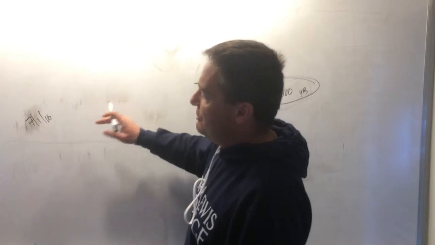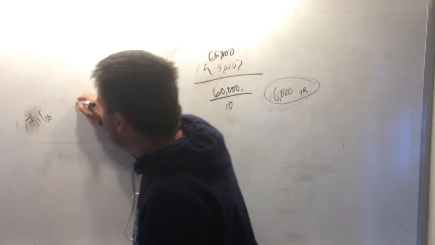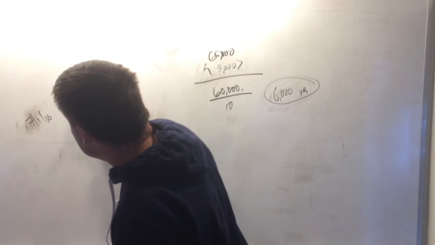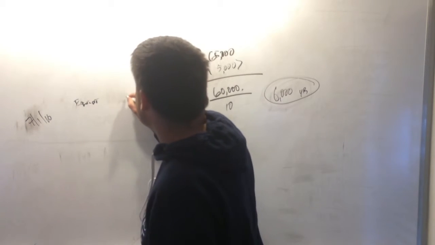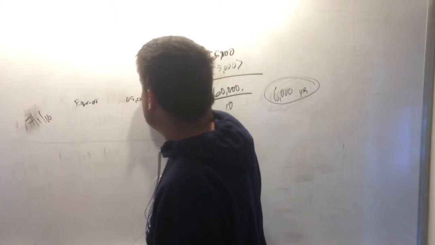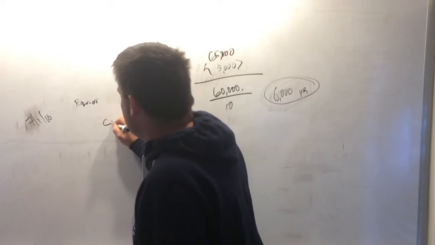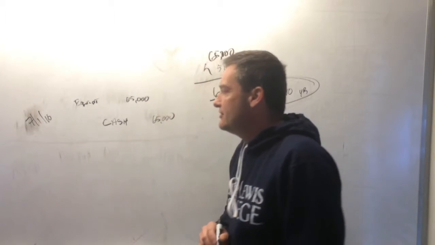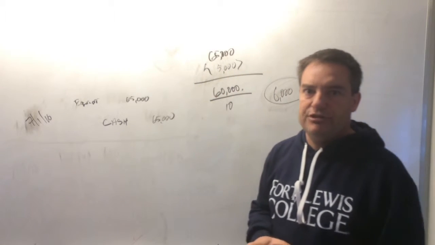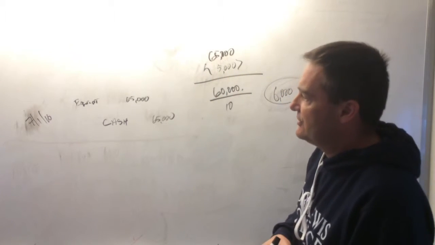The journal entry when you bought the piece of equipment would be a debit to equipment for the purchase price, which is $65,000, and a credit of $65,000 for however you paid for it, perhaps cash. Okay, so that's the journal entry in the summertime when you went out and purchased the ski lift equipment.